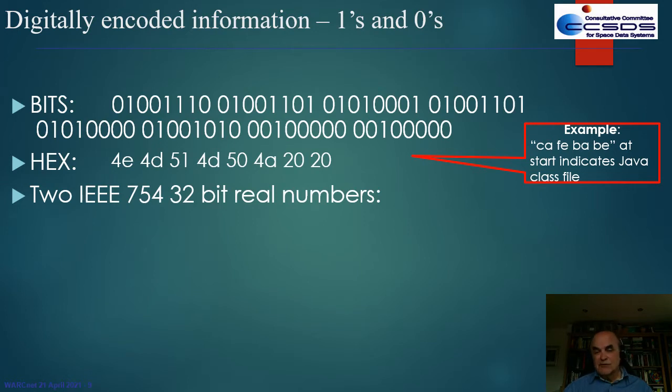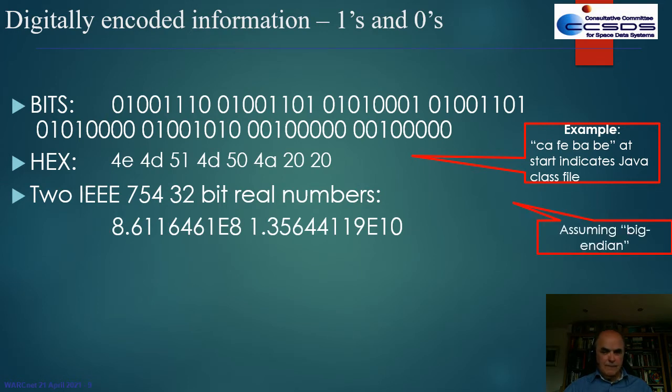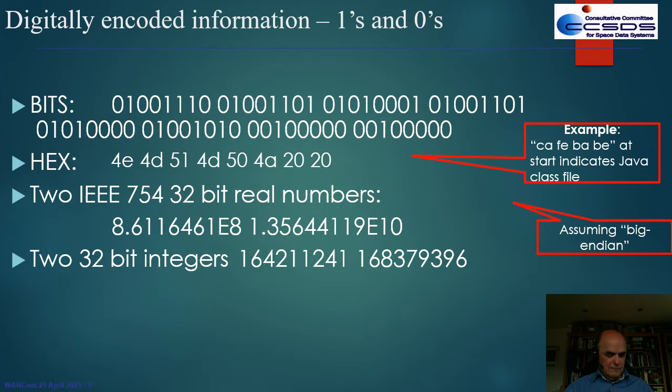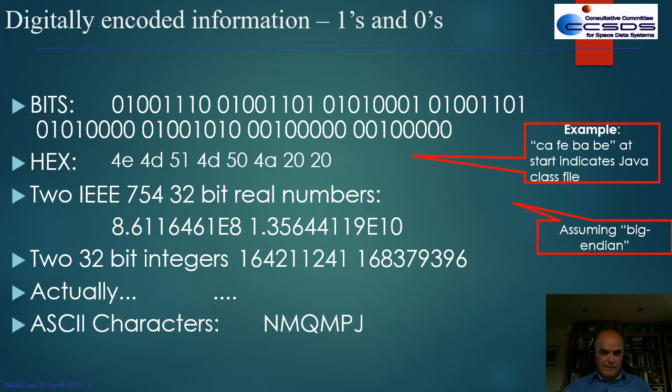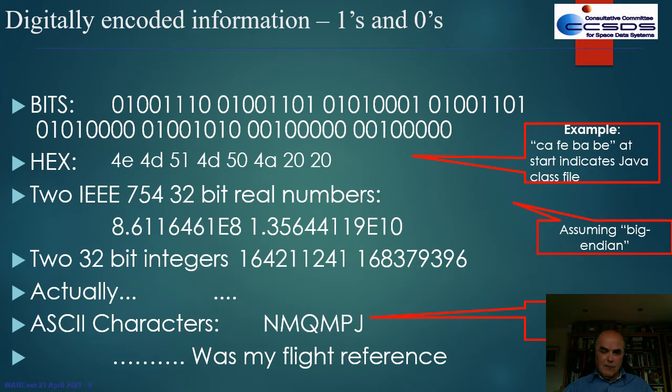There are other standard encodings. The truth is that any sequence of bits could mean anything. We can guess using some standard encodings, but can we be sure? And even if we guess the right encoding, in this case ASCII, what does it mean? Well, in this case, it was my flight reference to return from a conference.